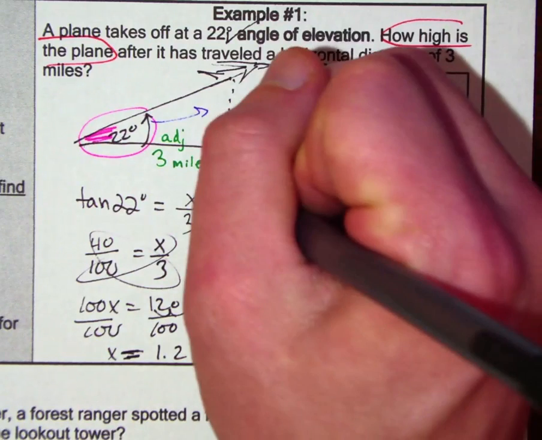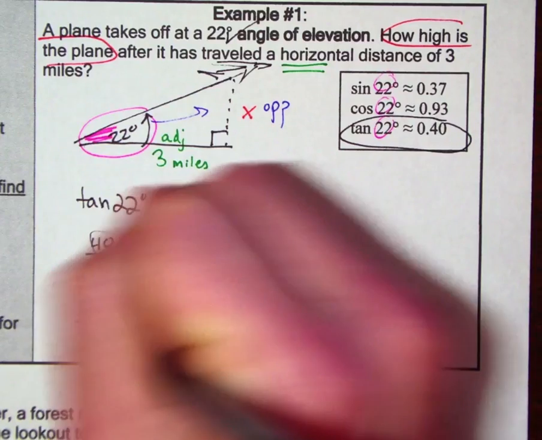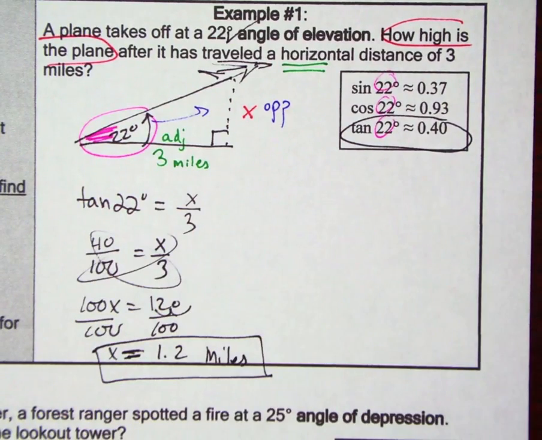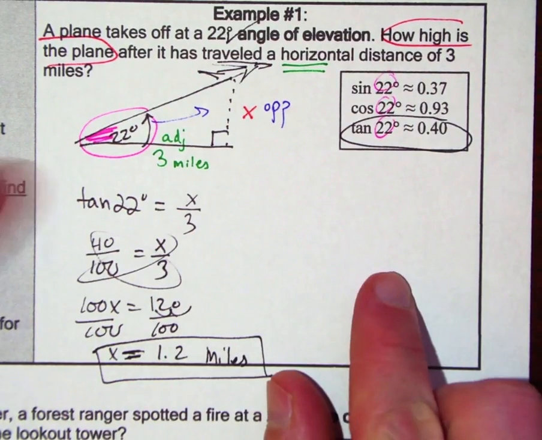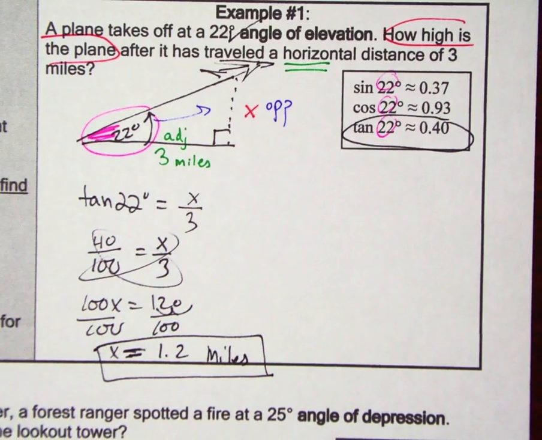In this case, it turns out to be miles. So the plane is at an altitude or a height of 1 2/10 miles after it's already gone 3 miles horizontally at a 22-degree angle of elevation. So you can see it's pretty much like our previous problems, it's just now you have to build the picture.